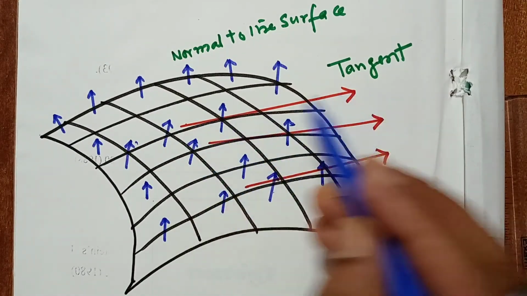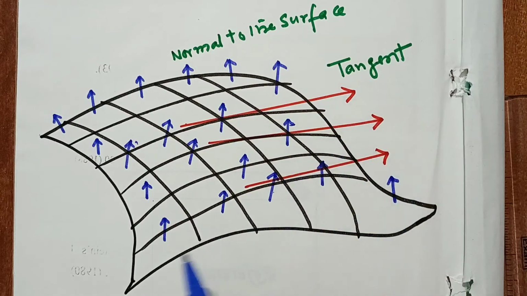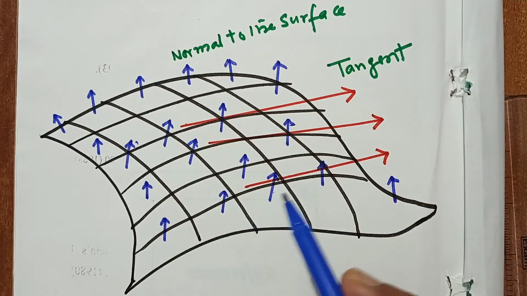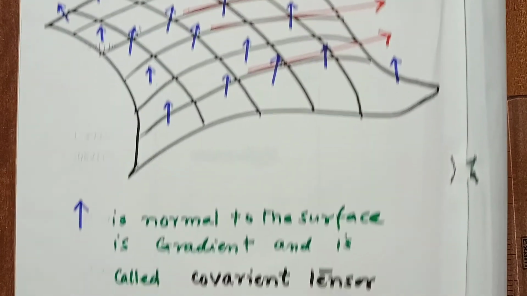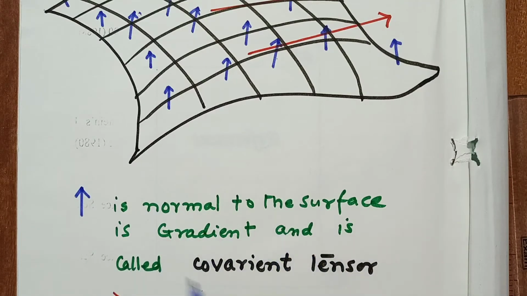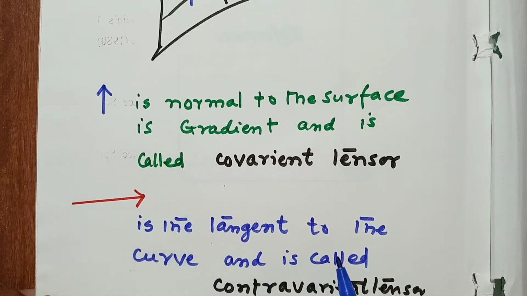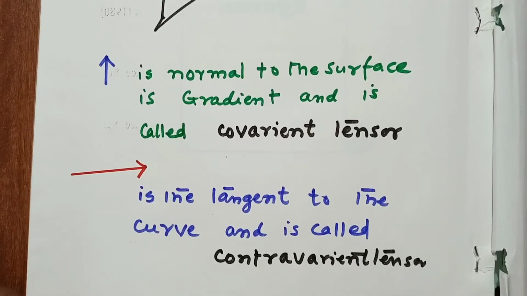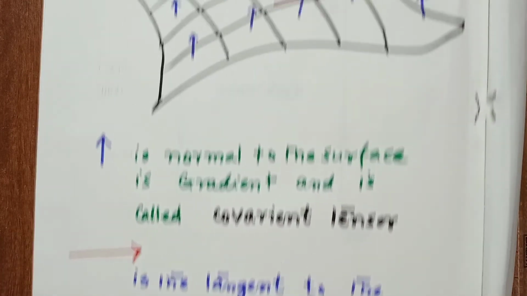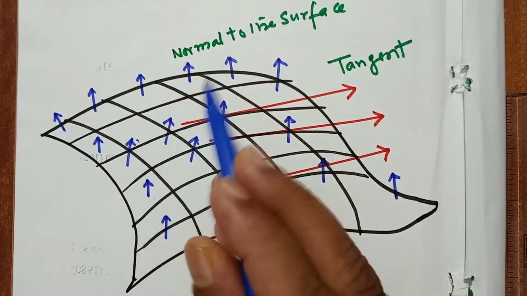The tangent is nothing but a contravariant tensor, and these are the gradients. Gradients are called covariant tensors. So this is the notation: normal to the surface is the gradient, called a covariant tensor, and similarly this notation is the tangent to the curve and is called a contravariant tensor. So this is the geometrical interpretation of contravariant tensor and covariant tensor.